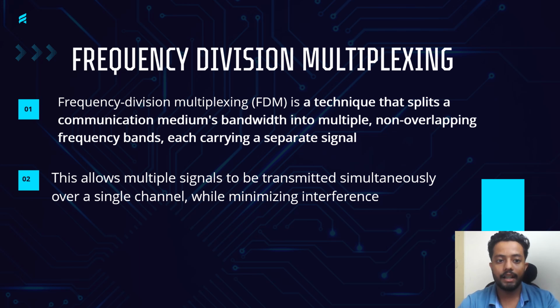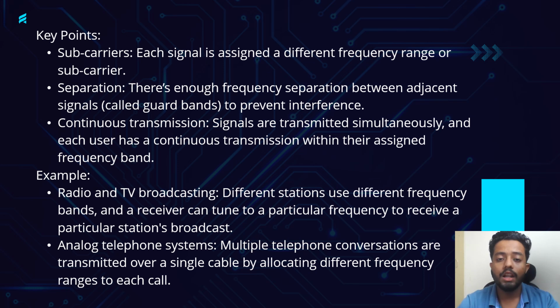It is a technique that splits the communication medium bandwidth into multiple non-overlapping frequency bands, each carrying a separate signal. This allows multiple signals to transmit simultaneously over a single channel while minimizing the interference. Each signal is assigned a different frequency range or subcarrier. There is enough frequency separation between adjacent signals to prevent interference. Signals are transmitted simultaneously. Each user has a continuous transmission within their assigned frequency band.